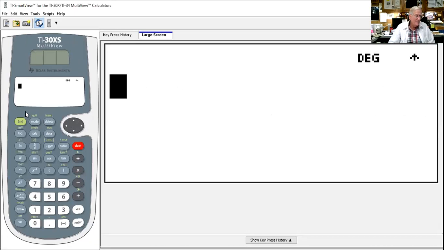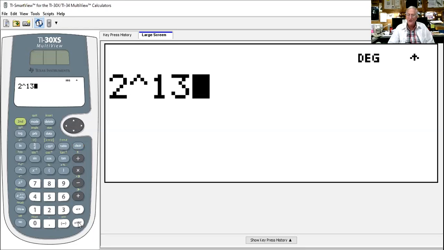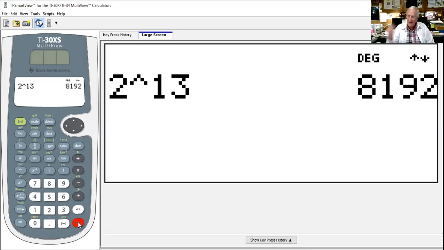So let's see. What happens if I do 2 to the 13th on here? To do it on this calculator, remember, I simply do 2, and then I hit this little caret key right over here. See it right there? Caret, and I hit 13, which is the exponent, and then I hit enter, and I get my 8192 that I already told you about a couple seconds ago, right?